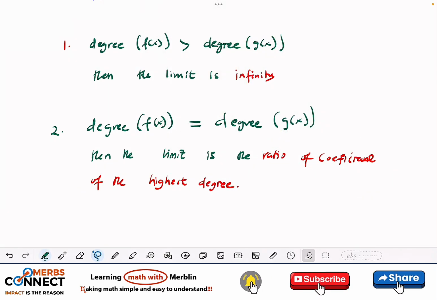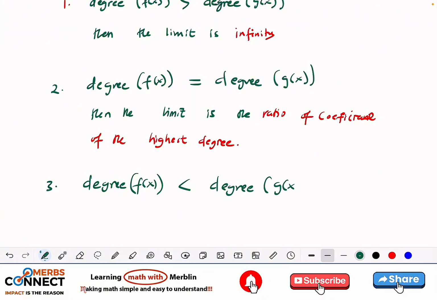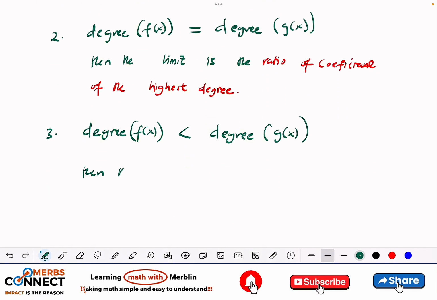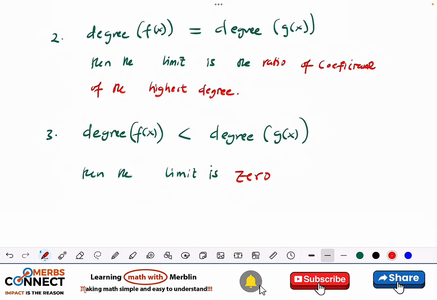Good. So that is the second one. Let's look at the third one. The third one is when the degree of the numerator is less than the degree of the denominator, right? If that happens, then the limit is 0. So that's what you need to pay attention to. Whenever the degree of the numerator is less than the degree of the denominator, the limit is equal to 0.